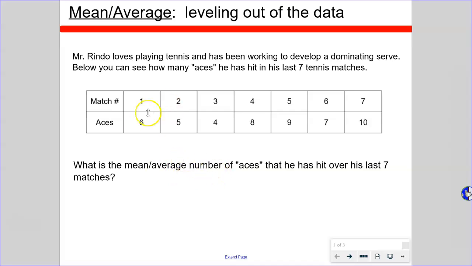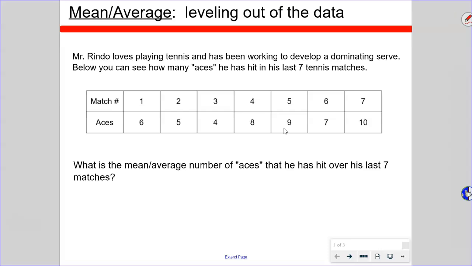So we need to level the data out. We need to take the numbers on the bottom, the number of aces, and level them out so that essentially they all become the same number. In my opinion, there are 2 ways to do that. The easiest way is to start moving the numbers around a little bit. You can see that these numbers aren't that different from each other, and because of that, I can just start moving things around to level these numbers out.